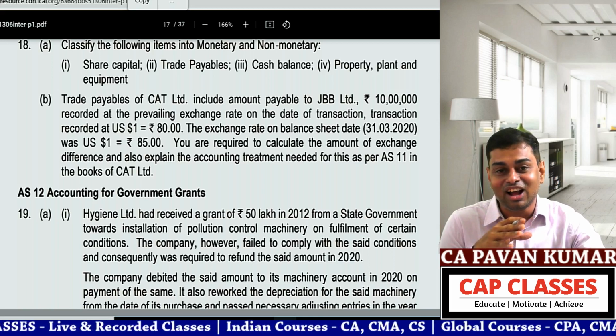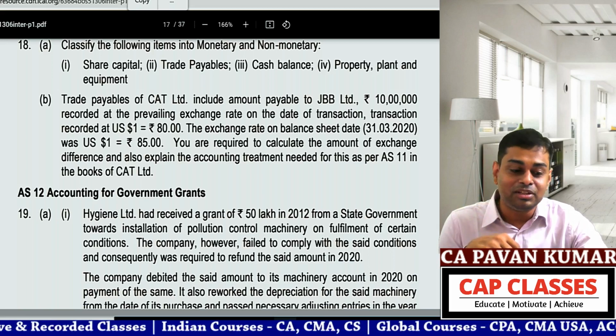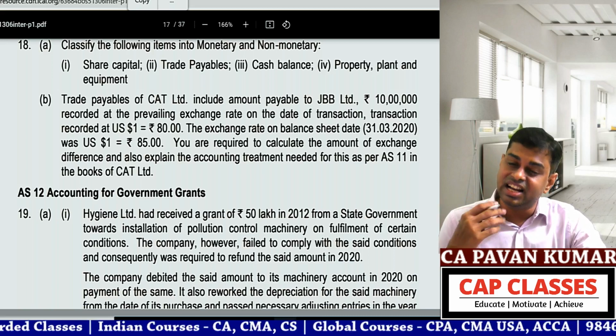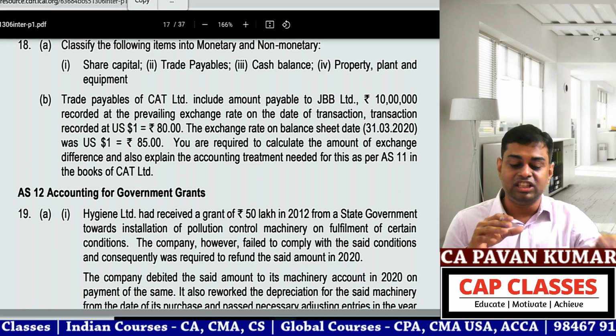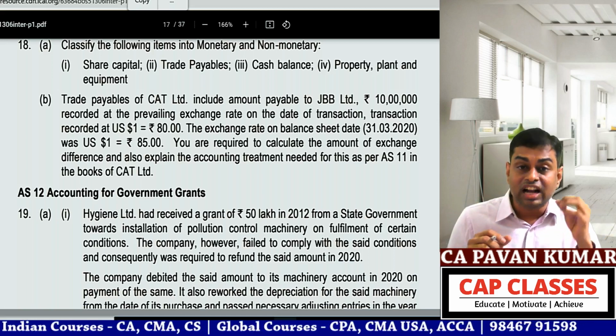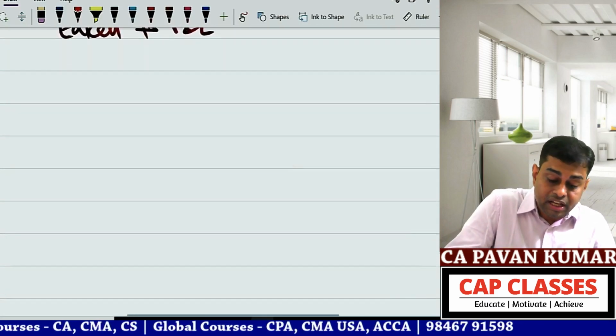Normally study material questions will have 40-45 rupees. RTP questions will have 80-85 rupees. So that even next year, if the dollar actually goes to 85 rupees also, this will be a hot latest question. Anyway, the transaction happened at 80 rupees, 10 lakh rupees.